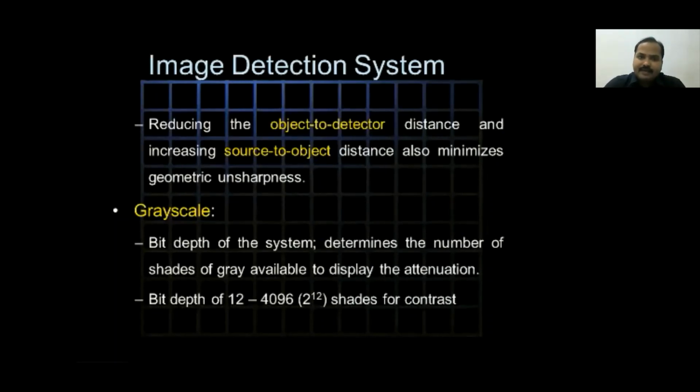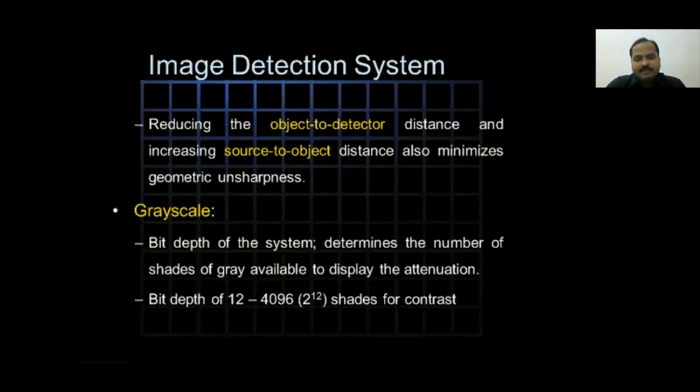In this, if we can reduce the object to detector distance and increase the source to object distance, then it may also minimize the unsharpness which is produced geometrically. As we have seen in the basic principles of X-ray projection geometry, the source to object distance can be increased and the object to detector distance decreased to get a sharper image.